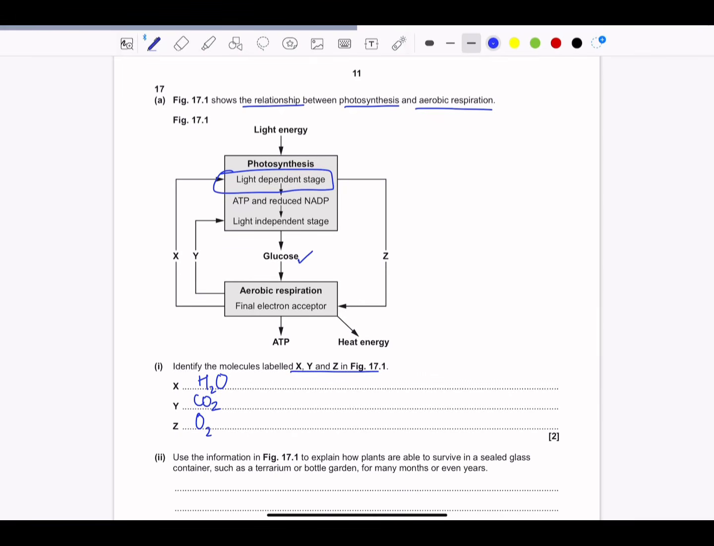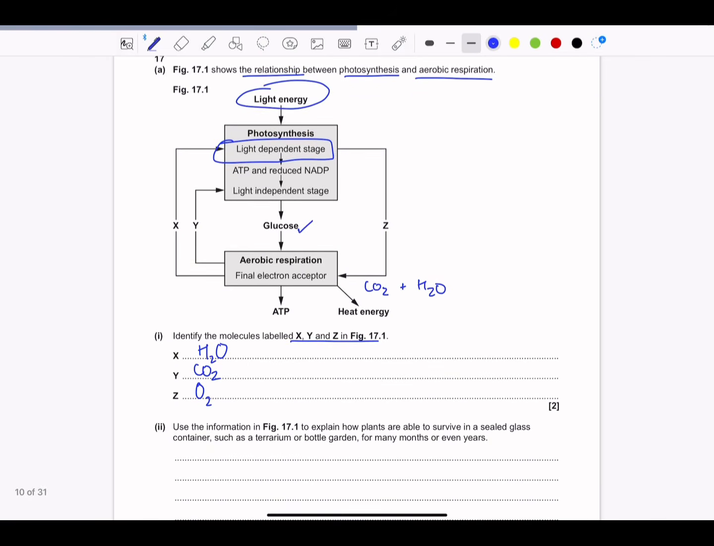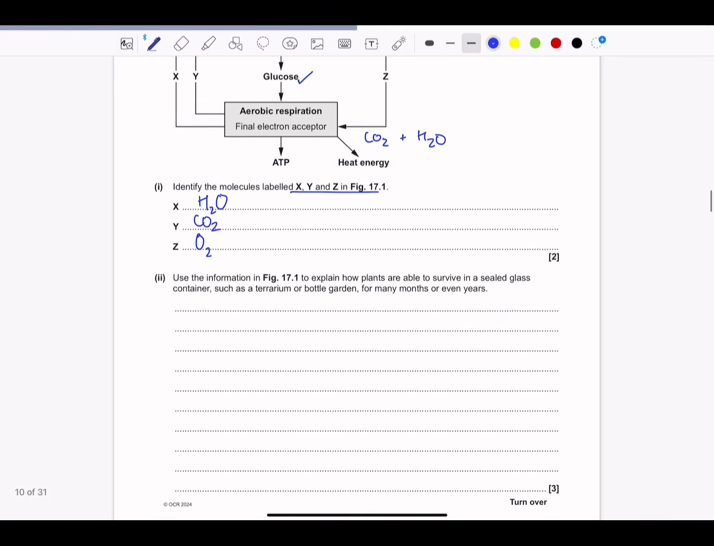So you could say that respiration produces carbon dioxide and water, which are both reactants in photosynthesis, and then photosynthesis produces glucose and oxygen, which are both reactants in aerobic respiration. And the only other thing that is outside of the terrarium is light energy, but if it's a glass bottle, then that is easily accessible. And that's pretty much it for 3 marks.